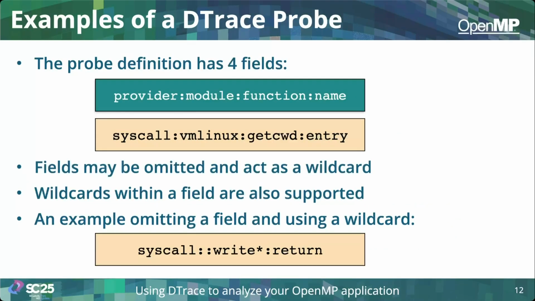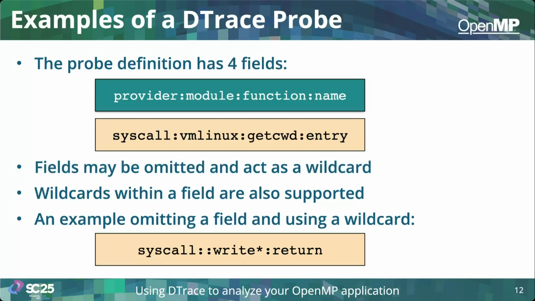And here's an example of a DTrace probe. I have 4 fields, as I was showing: syscall, VM Linux, getcwd, entry. That's a full name of a probe, but you can have wildcards. You can leave out a field, as shown at the bottom, where I have the syscall provider, but I don't specify VM Linux. I don't care where the function comes from. I'm interested in a function called write, start. You can leave out fields, and you can also have wildcards within the names.